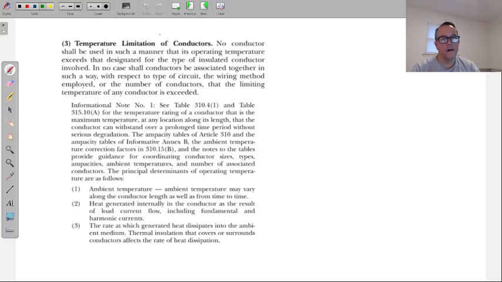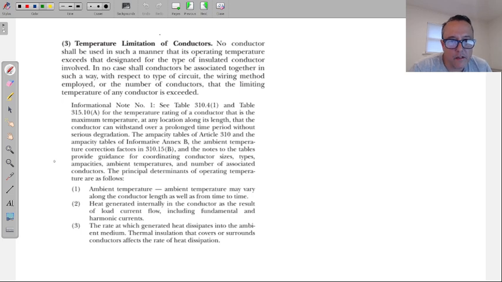So the article itself, temperature limitation of conductors, meaning every conductor has a temperature limitation. It's going to be based off of the insulation of the conductor, but it says no conductor shall be used in such a manner that its operating temperature exceeds the designated type for the insulation. So THW is rated for one temperature, THHN is rated for a different temperature. We have different temperatures for different conductor insulation. Not many, it's only 60, 75, and 90. And if you look, 60 only has 2 wires in there. 75 has a good amount, and 90 has a good amount.